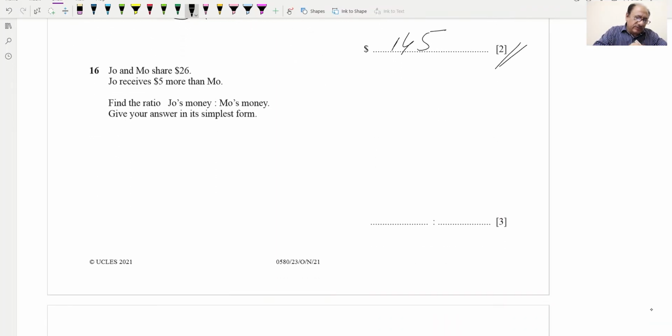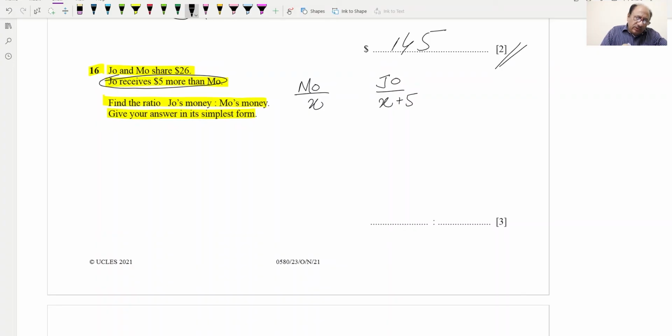Now question number 16. Question number 16 says Joe and Mo share $26. Joe receives $5 more than Mo. Find the ratio Joe's money to Mo's money. Give your answer in its simplest form. So we can understand the situation, Mo and Joe. So these are 2 people. X will be for Mo, and for Joe it is 5 more. Joe receives 5 more than Mo. If this is x, then this will be x plus 5.